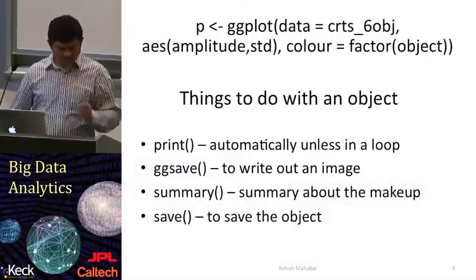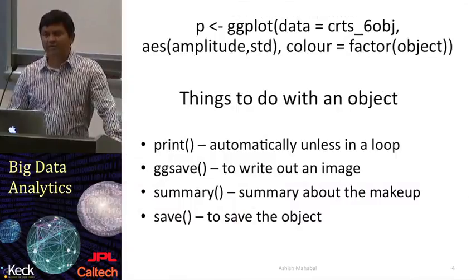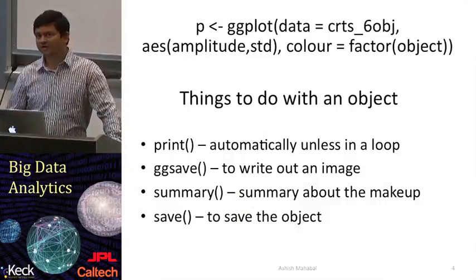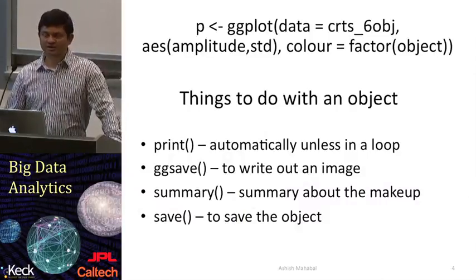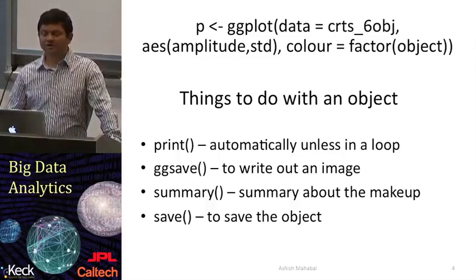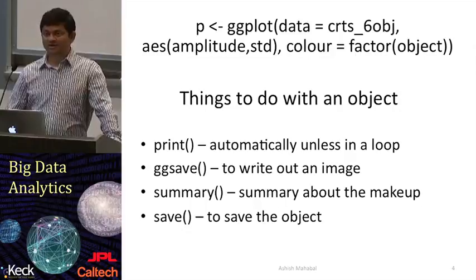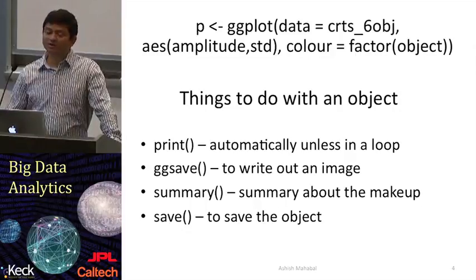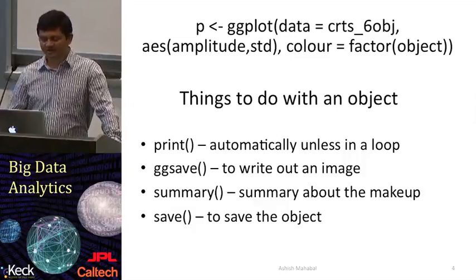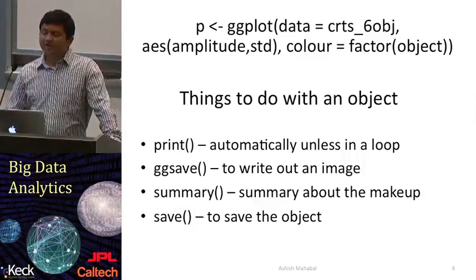So what is it that actually happens when you make an object? We saw that you can assign your ggplot command to an object called P and not have anything rendered immediately onto the screen. So what is it that you can do with such an object? If P is the object that you have made, then you can print it. And this is something that happens quite automatically if you are not inside a loop. So if you make this object and simply say P on the command line, it's going to do the printing of P.